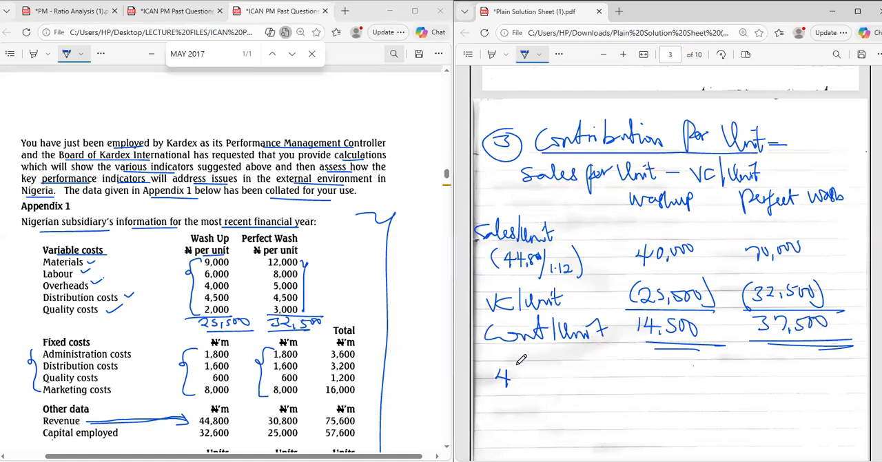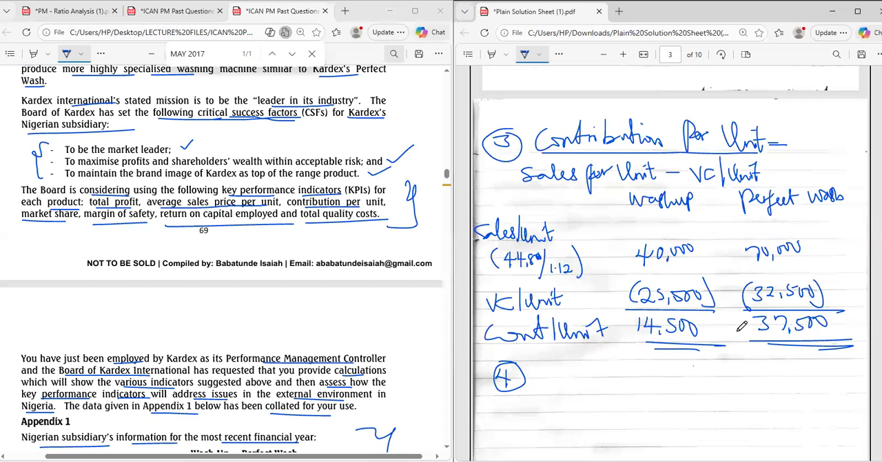What's number 4? Market share. What's the formula to calculate market share? You know the market share of Dangote in the cement industry. You know the market share of some company in that industry. What do you do?